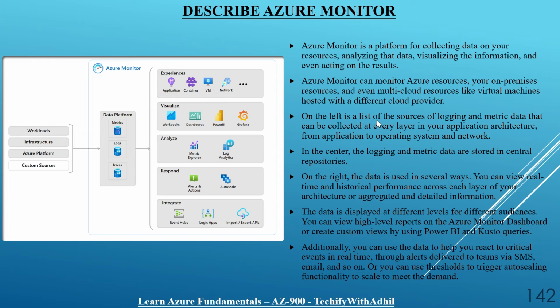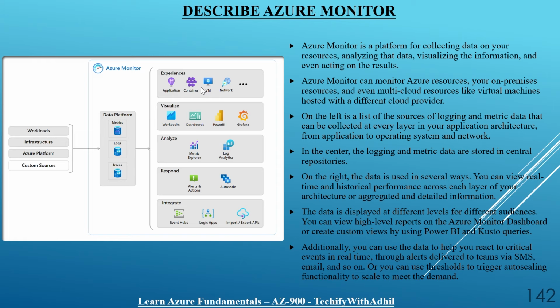On the left is a list of sources of logging and metric data that can be collected at every layer in your application architecture, from application to operating system and network. This in the center is the data platform. So this logging and metric data are stored in the central repositories here as logs, as metrics, and as traces.